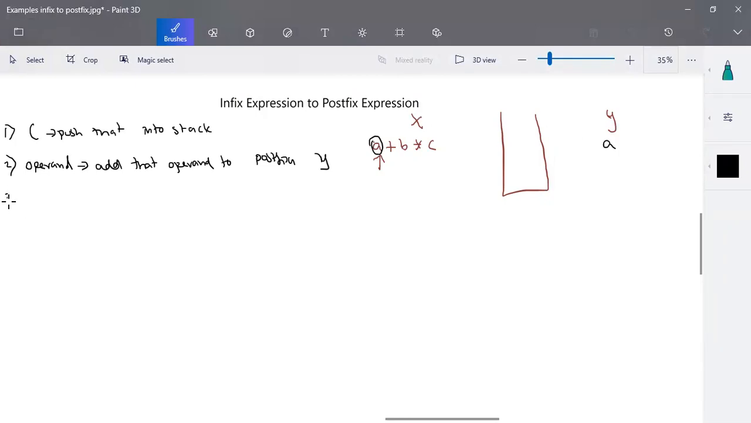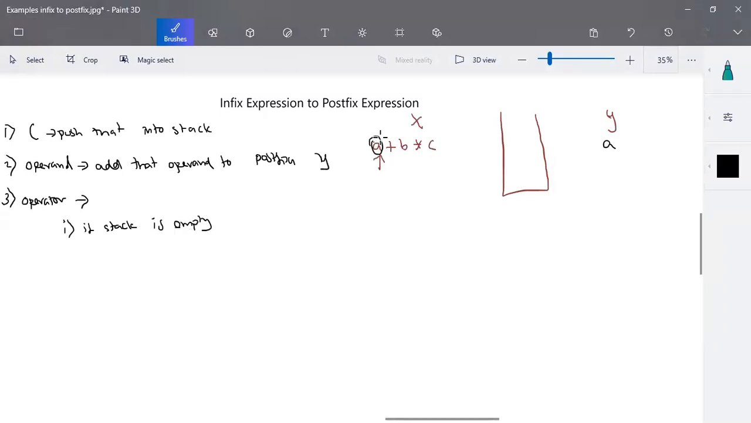Or else, if the element that you're going to scan is an operator, operator in the sense all your arithmetic operators like addition, subtraction, multiplication, all those things, then you have three cases inside. So the first case is if the stack is empty.